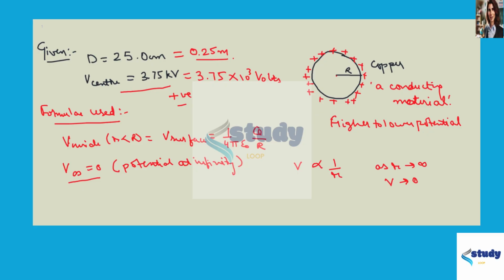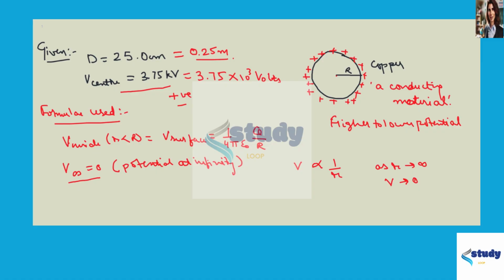So that's why we write V center equals 3.75 kilovolt. But in the question it was given that V center relative to infinity is 3.75. Saying that V center is equal to 3.75 means that V center is with respect to V infinity, and because V infinity is 0, we can write it in direct form that V center is just 3.75 kilovolt.